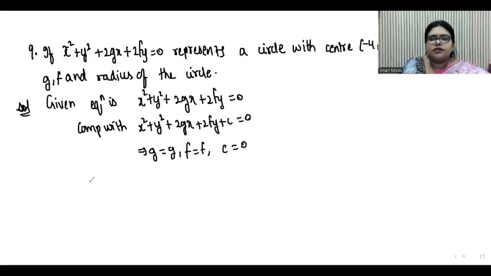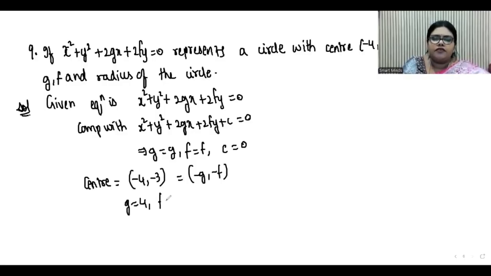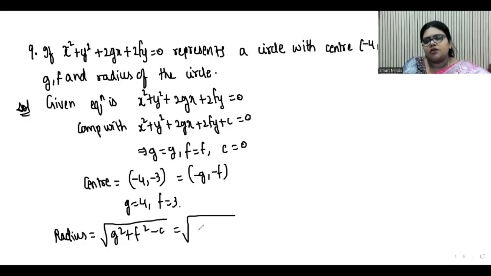So the center is (-4, -3) given. That is (-g, -f). So g is 4 and f is 3. Now what is the radius? The radius formula is the root of g² + f² - c, that is the root of 16 + 9 - 0, that is root 25, which is equal to 5.